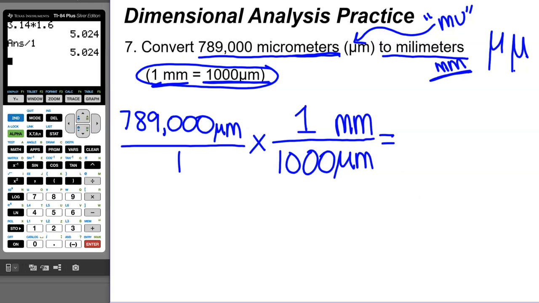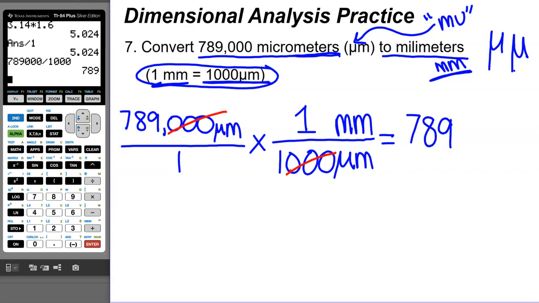And finally, we need to use our calculator, or actually in this case we really could just look at this and cancel out zeros. We could say, okay, there's 3 zeros in the denominator, cancel the 3 zeros in the numerator, and that way we have 789 times 1 divided by 1 would still be 789. But if you are not used to canceling zeros that way, then we can also type this in our calculator, 789,000 divided by 1,000. And of course we'll still get 789 if we do it that way as well. So whichever way you feel most comfortable is fine.